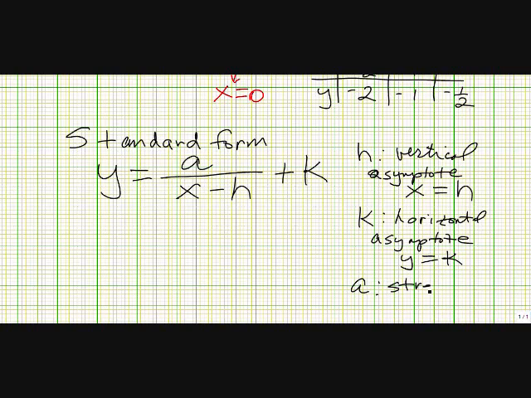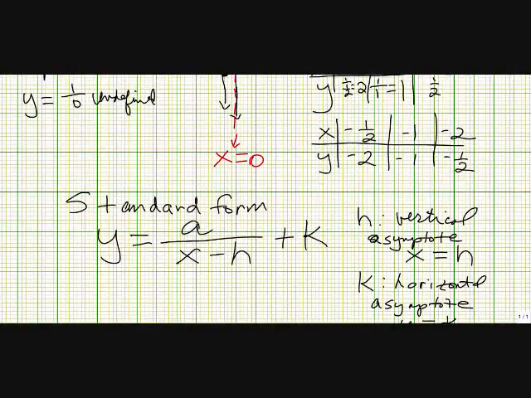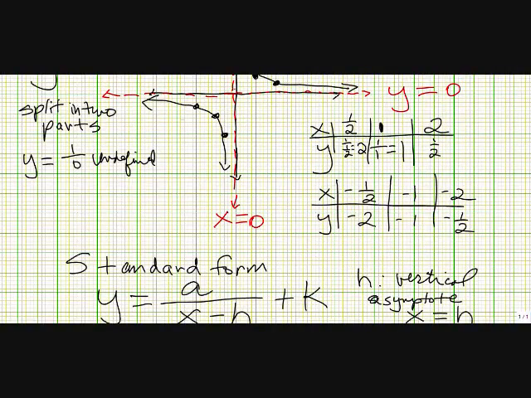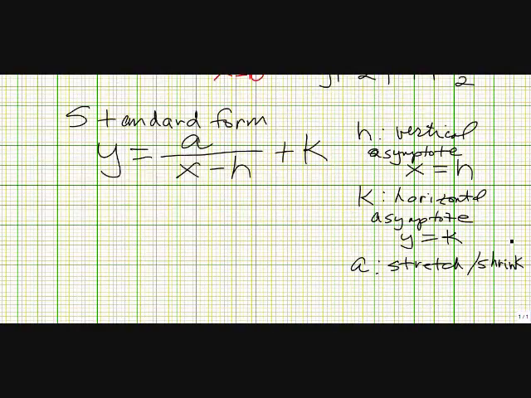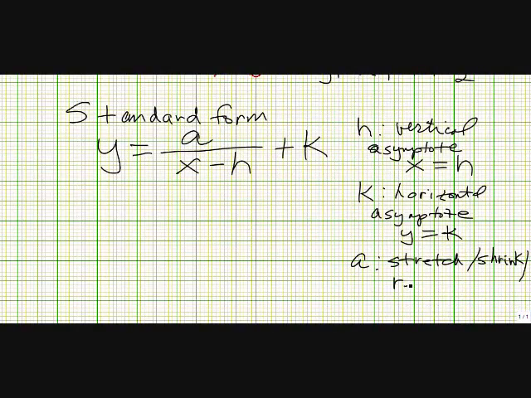And a is a stretch or shrink factor. We'll call it stretch. Sometimes it'll stretch it, sometimes it'll shrink it. Stretch it away from the 2 asymptotes, or shrink it so it's closer to the 2 asymptotes at that vertex point, at that locator point. Or if it's negative, it'll reflect across the x-axis if a is less than 0.